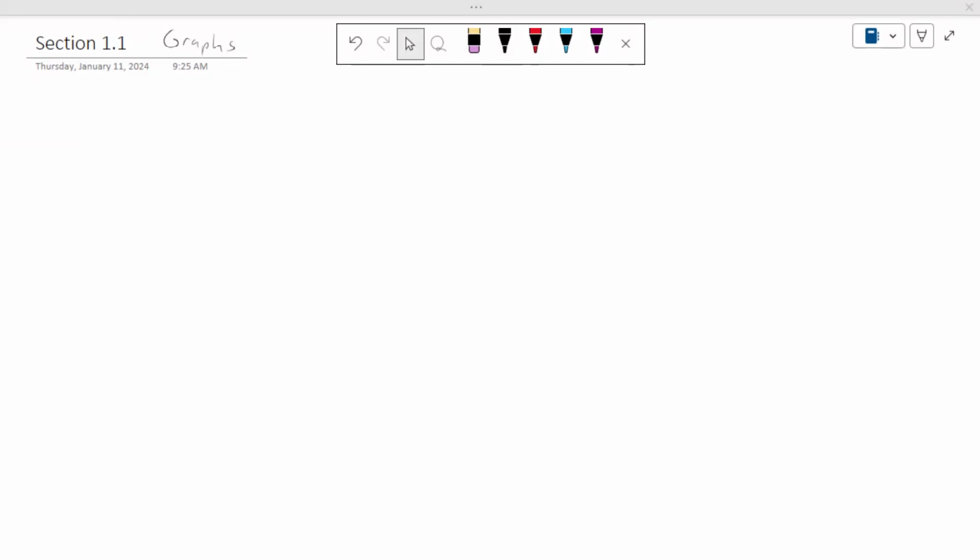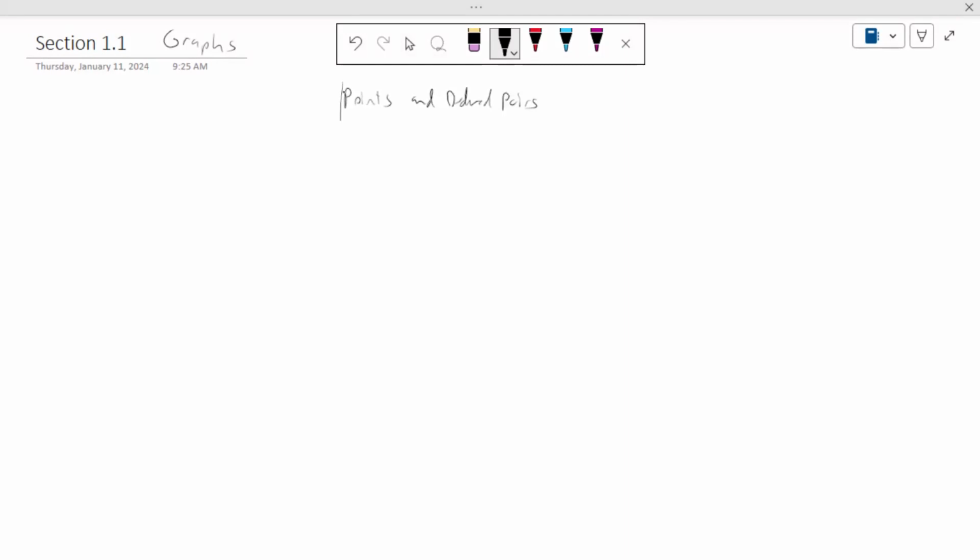Okay, so we're going to be talking about graphs, right? And so we're basically just going to have a lot of definitions today, and we'll have some examples to sort of illustrate it. So our first subheading here is points and ordered pairs.